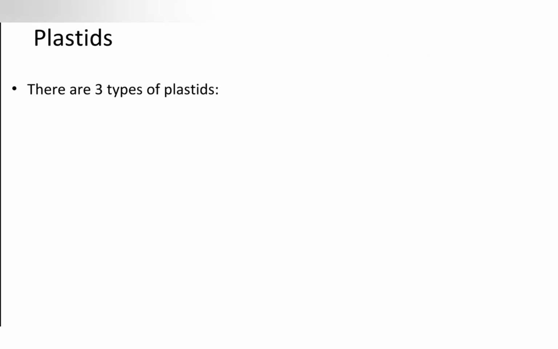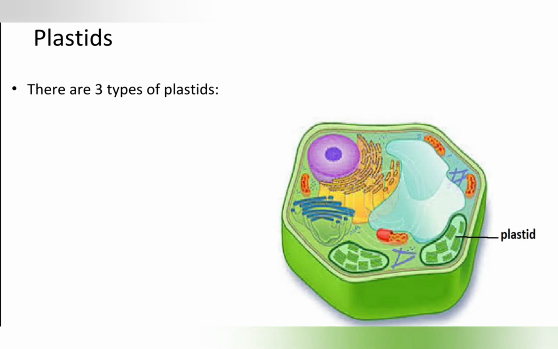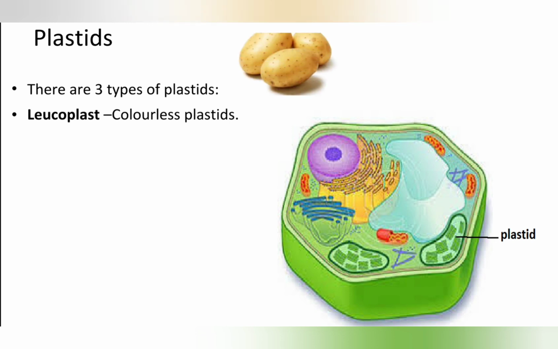The last cell organelle is the plastid. There are three types of plastids in plants. The first one is the leucoplast. Leucoplasts are colorless plastids and are basically involved in storage of food, like in the case of potato. Have you ever seen, when your mother cuts a potato, a thick white secretion comes out of the potato? That white secretion comes out from the colorless plastid called leucoplast, which stores starch, right? So leucoplast is a colorless plastid which is basically involved in storage of food or storage of starch.